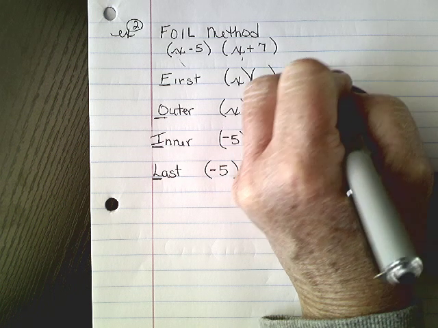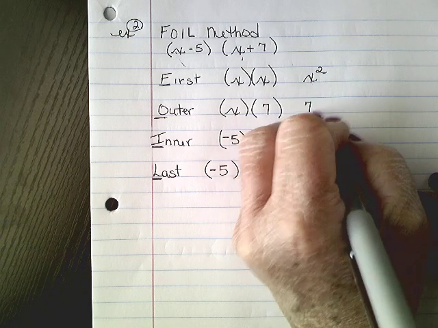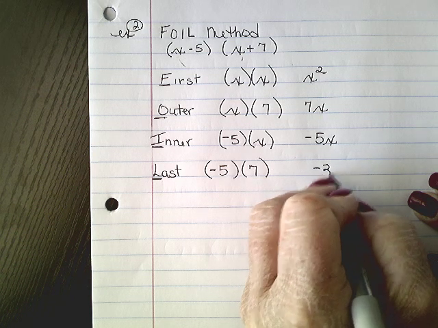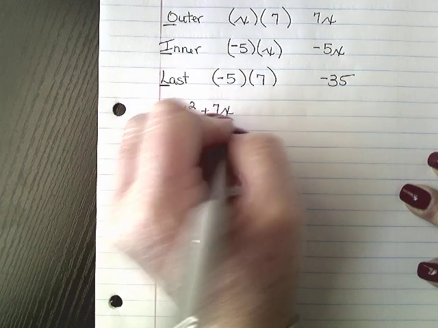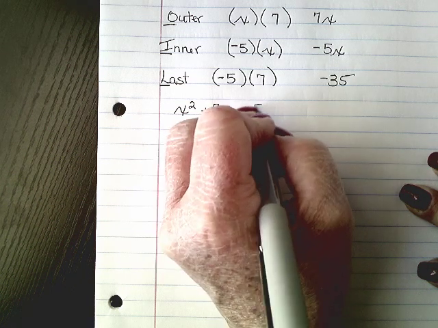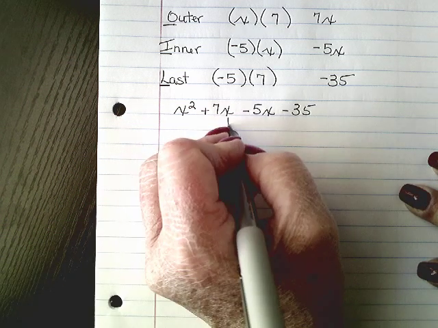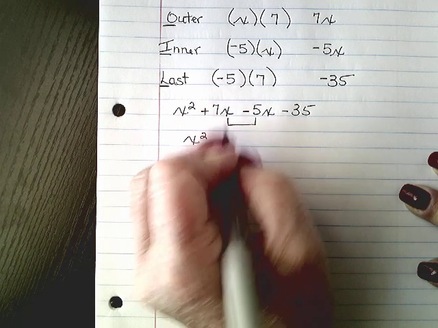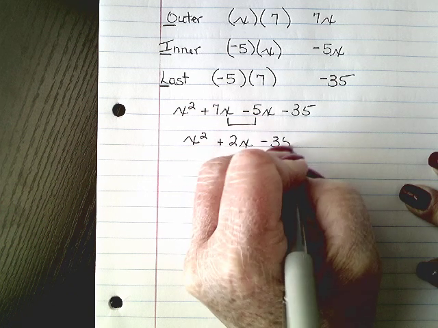Now we're going to combine these. This is going to be x squared. X times x is x squared. This is 7x, -5x, and then you would write that out horizontally. So that would be x squared plus 7x minus 5x minus 35. I would then combine the terms that are alike, and I would then get x squared plus 7x minus 5x is 2x minus 35.